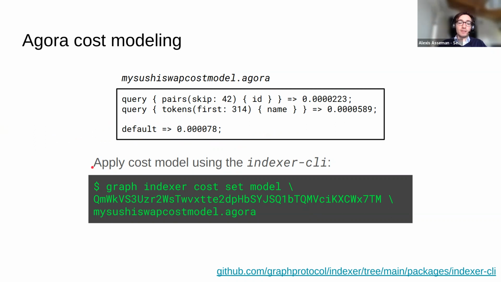And in any case, after this, so you've got your Agora file, you can load it into your indexer stack to be served to the gateway using that command. So that command comes from the indexer CLI. And you run graph indexer cost set model. You give the IPFS hash of the subgraph you want to apply this to and the file. And after that, it will start serving that model to the gateway for the gateway to price your queries.